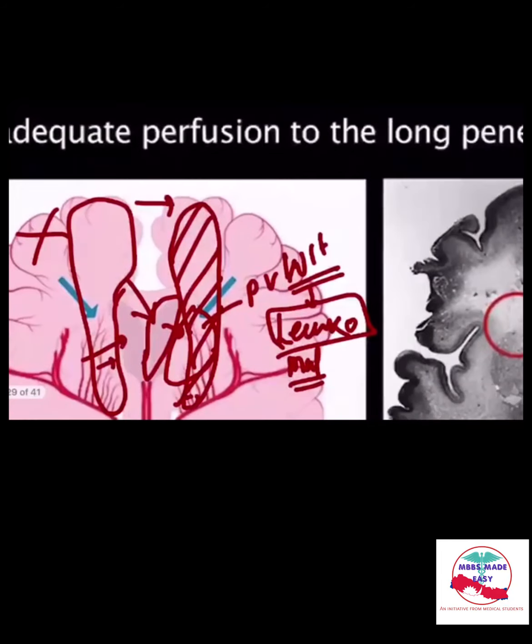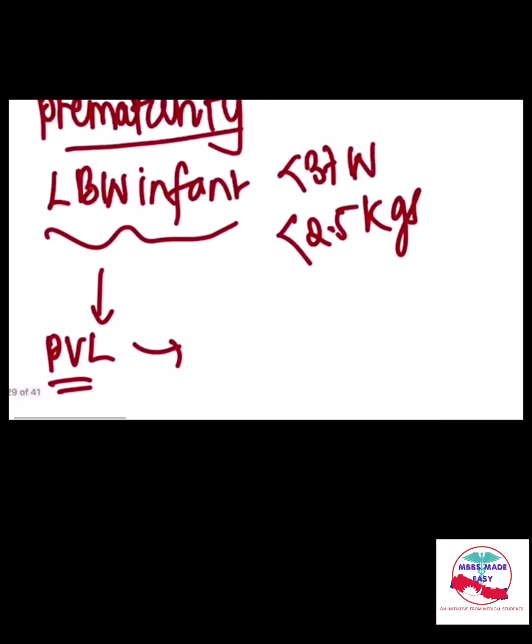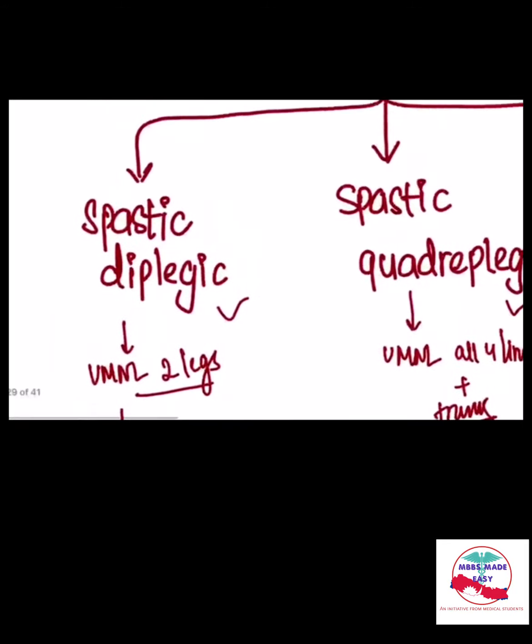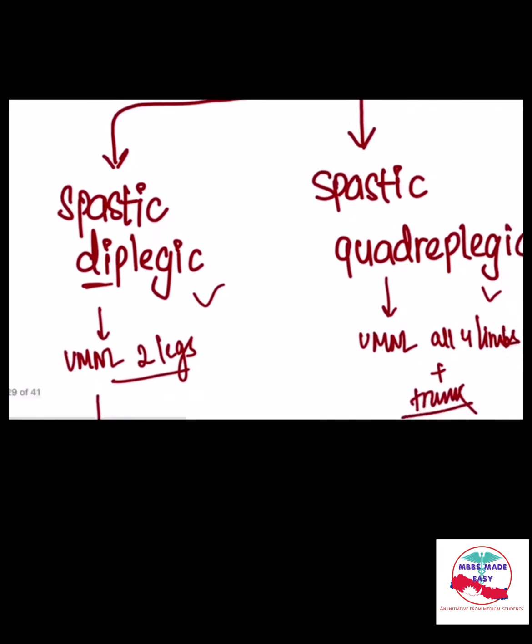And now we know that the medialmost part of the motor homunculus controls the lower limb, and hence the baby will develop upper motor neuron type of paralysis in both lower limbs bilaterally, and hence this is called spastic diplegic. There is involvement of both the legs and legs only and not the upper arm. Some kind of weakness in the upper arm may also be present, but whatever it be, the more weakness will be present in the legs.